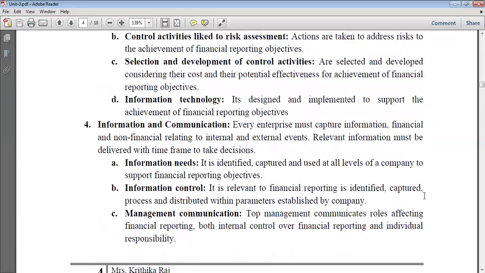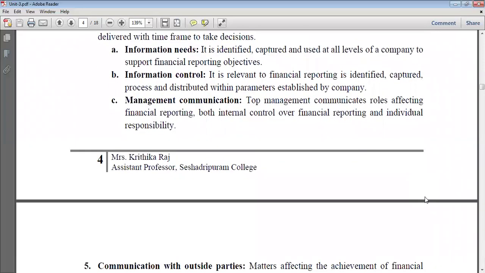And finally, information and communication: information needs, information control, management and communication. The information is nothing but what you have to maintain in the database. The database will be financial and non-financial. Financial means all the accounting information as well as all the financial data. Non-financial information is nothing but the human resource information and other management information that has to be maintained in the information and communication.